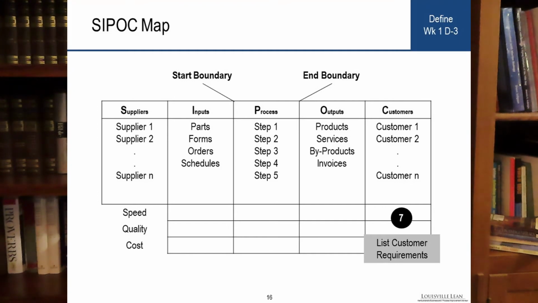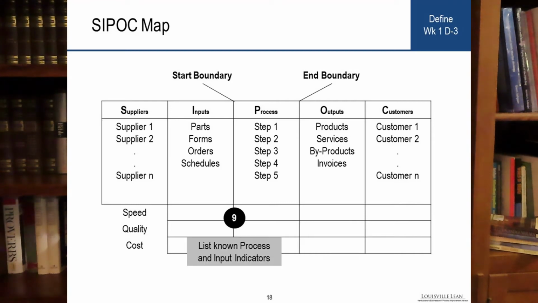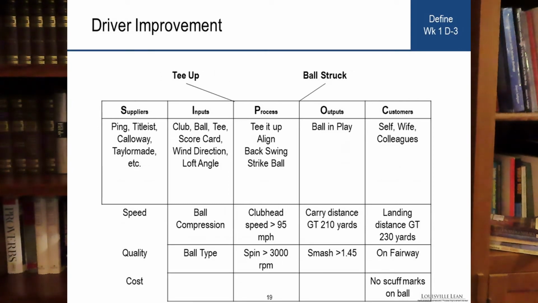For our little project, we're going to list them all at the end, but you can also go to outputs and list your output metrics. That way you know before the customer gets it whether it's going to be in spec or not. And then ultimately we want the process and input indicators. Those are the things that we're probably going to put the locks on to make sure that our process holds in place.